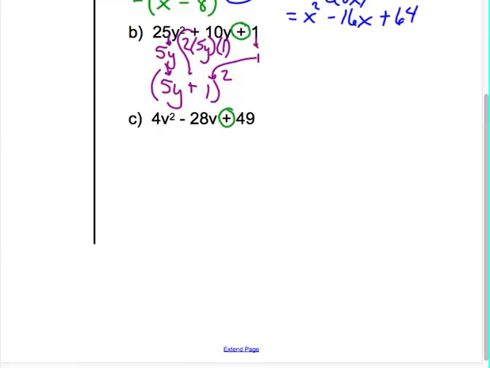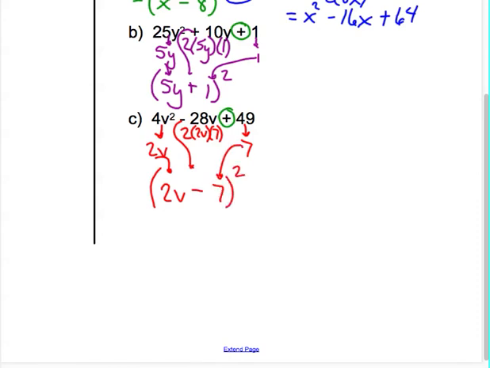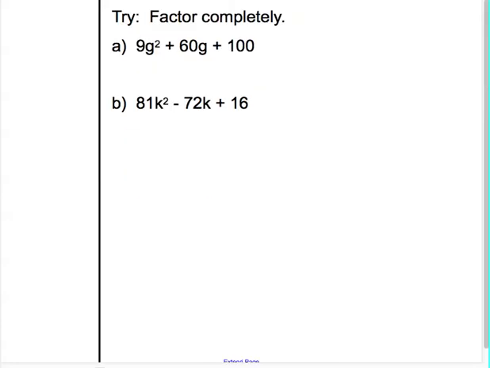Last example. Again, my first and my last terms are perfect squares. So I find the square root of each term, 2v, square root of 49 is 7. So I check my middle term, 2 times 2v times 7. 2 times 2v is 4v times 7 is 28v. So when I factor this, I get 2v minus 7 squared.